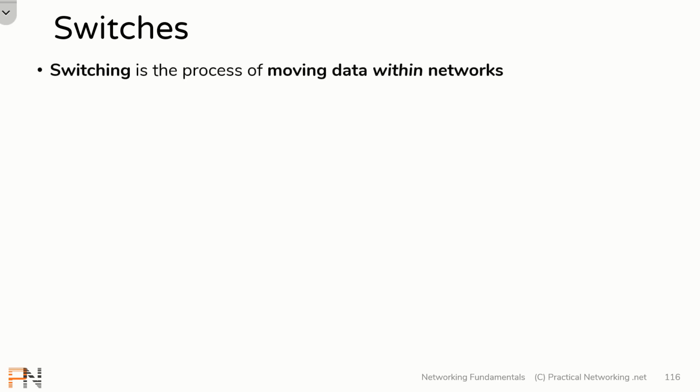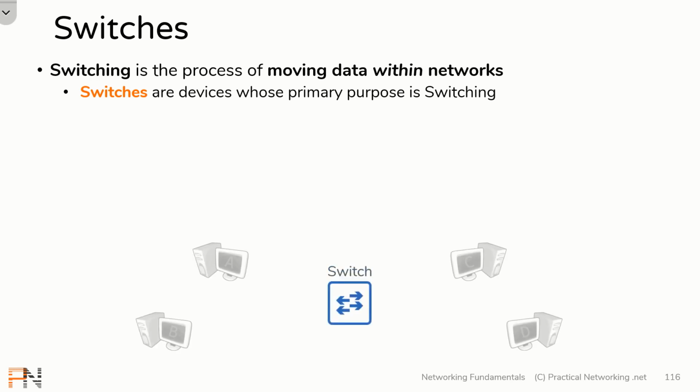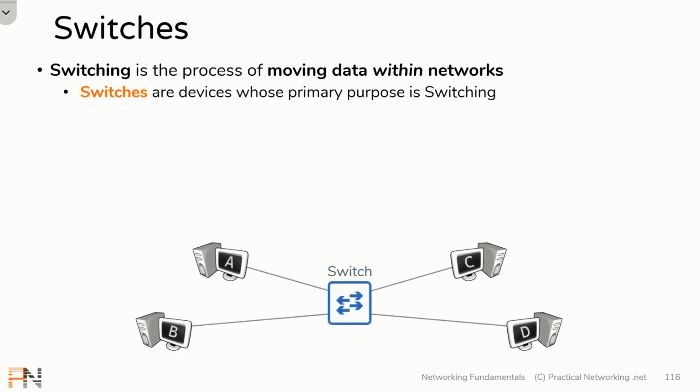As we discussed in the first lesson, switching is the process of moving data within networks, and a switch is simply a device whose primary purpose is switching. We're about to show you an illustration of a switch and everything it does to funnel communication between these hosts. But it's important to understand anything that claims to do switching is going to operate the way we describe a switch to operate. We are simply going to be describing the rules of switching.